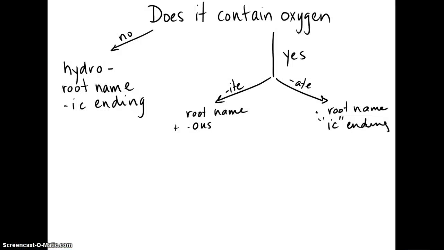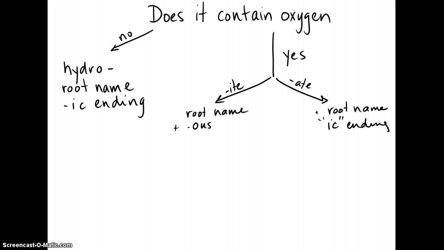So this lesson is about naming acids, and acids are essentially any sort of compound that starts with a hydrogen in the beginning. So if you see an H as the first letter, most likely it's an acid. The one exception is water, which is H2O. That is not an acid.